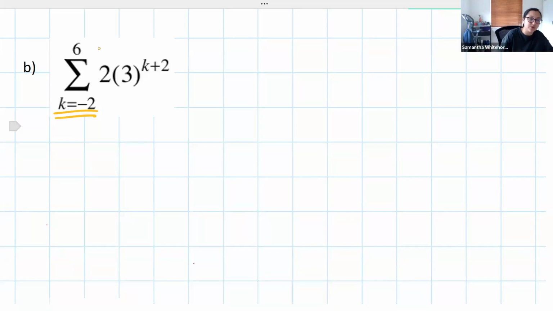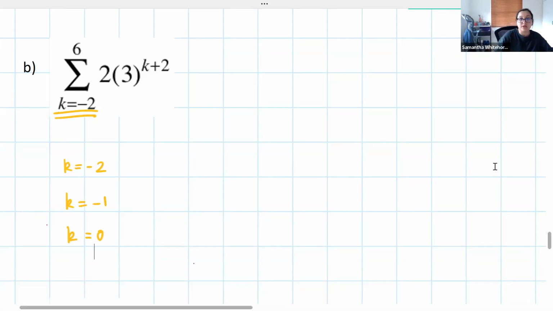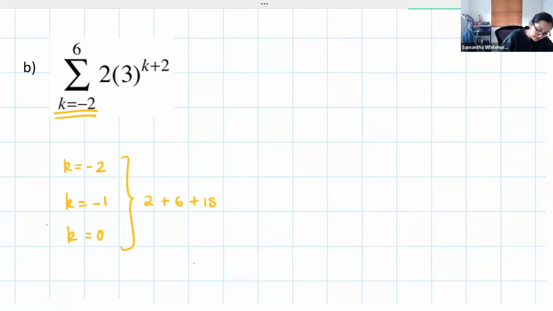All right, so going off what Kirsten's question was, all we need to do here is substitute in k is -2, k is -1, k is 0. We'll just keep increasing by 1 each time, and we will get the first 3 terms that we want. So if we substitute in all of those values, we get that our first 3 terms are 2 plus 6 plus 18, and so we keep adding.